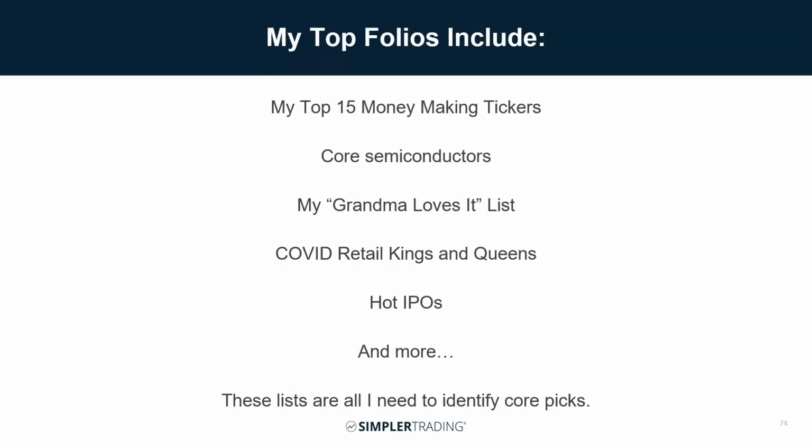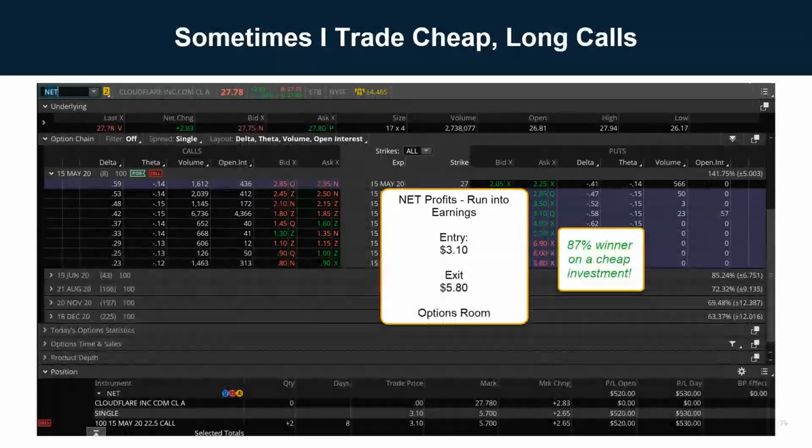These are the big, large cap companies that everybody, your grandma, knows the names of, okay? So very common companies that everybody loves to trade. Number four, the COVID retail kings and queens. Some of these have been very hot last year. Hot IPOs and more. The folios are my personal handmade lists that I selected and put into the Phoenix Finder that are already generated with the tool, okay? And with the Phoenix Finder, you can also customize them and put your own lists in there.